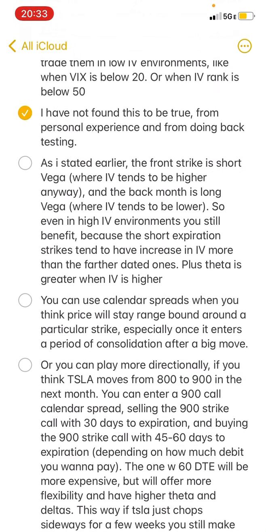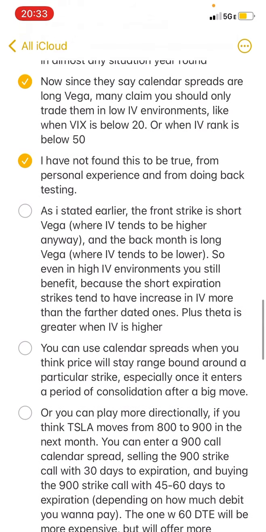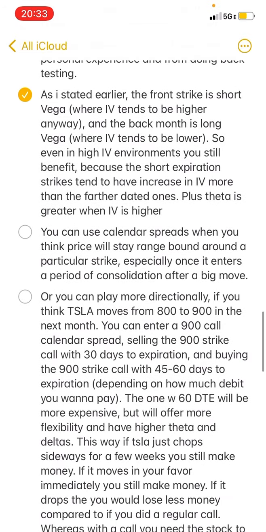Again, I have not found this to be true in regards to it just simply being long vega, just from personal experience and from doing backtesting. As I stated earlier, the front strike is short vega, where IV tends to be higher anyway. So IV on that near term option is almost always higher naturally, just by the nature of options. And then on that back month one, IV tends to be lower.